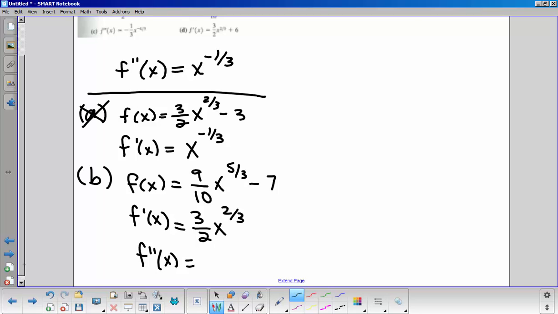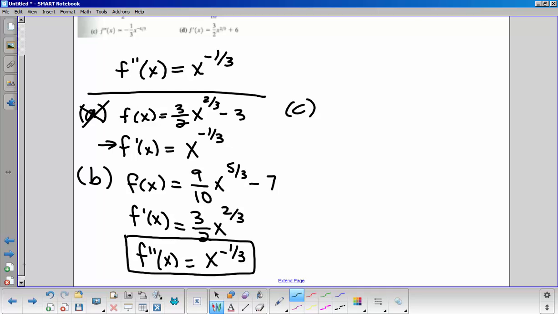Oh, we already figured this one out. It's the same as A. x to the minus 1/3. Well, it's not the same, because this is f double prime, not f single prime. Yeah, I know, but I meant you didn't have to do the math again. They match up. But B works, right? Right. More than one can work.